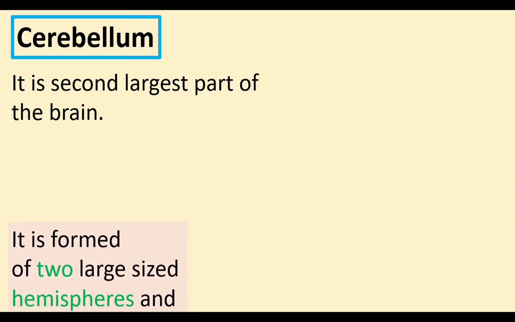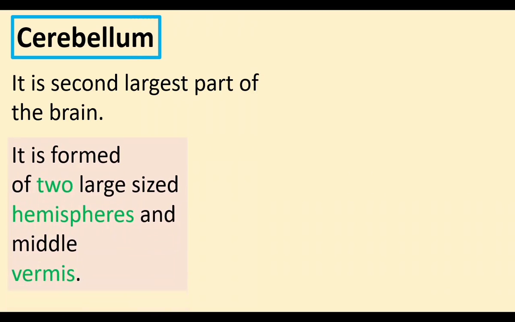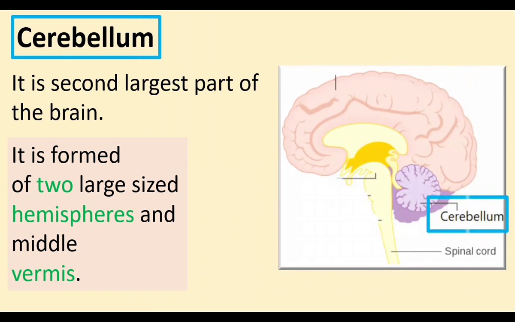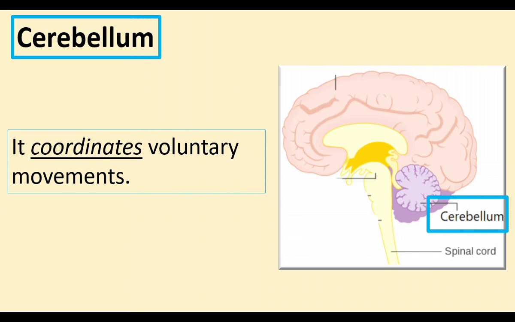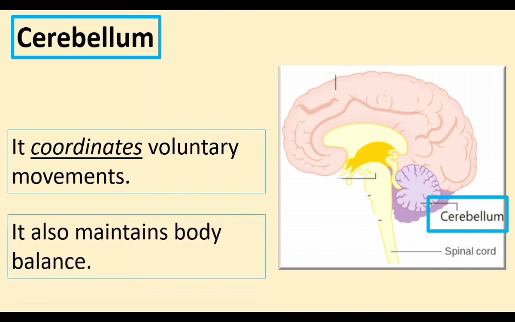It is formed of two large sized hemispheres and middle vermis. Cerebellum is formed of two hemispheres. Two hemispheres are connected by a bridge called as vermis. Cerebellum is the second largest part of the brain. The cerebellum coordinates voluntary movements. The right side and left side movements are coordinated by the cerebellum. And it also maintains body balance.